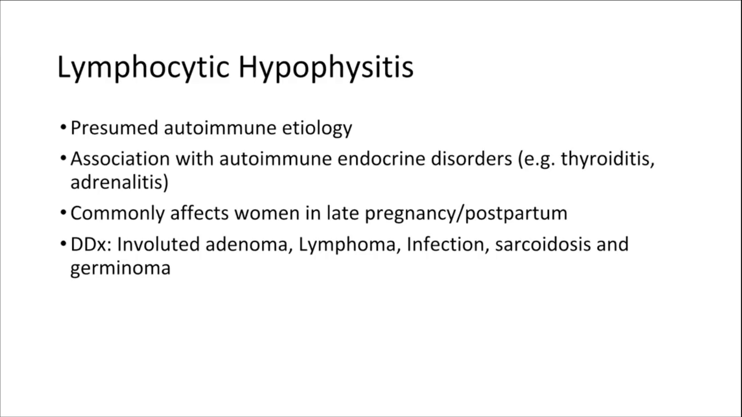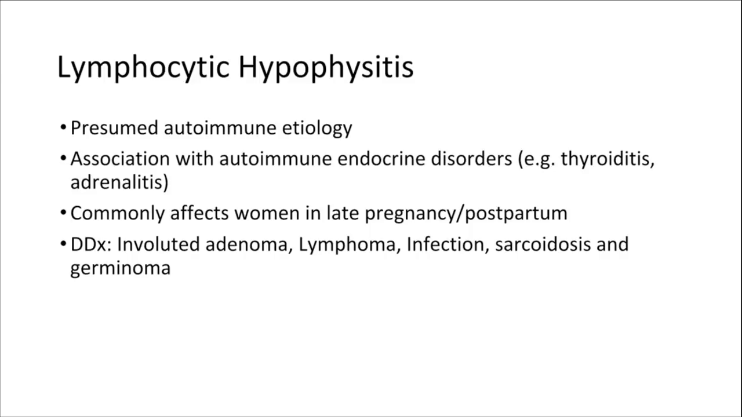So lymphocytic hypophysitis has a presumed autoimmune etiology. Remember, the adenohypophysis is an endocrine organ, and it is associated with autoimmune endocrine disorders and other organs like the thyroid, adrenal gland, etc. It commonly affects women in late pregnancy or postpartum period, that's what we're having here.